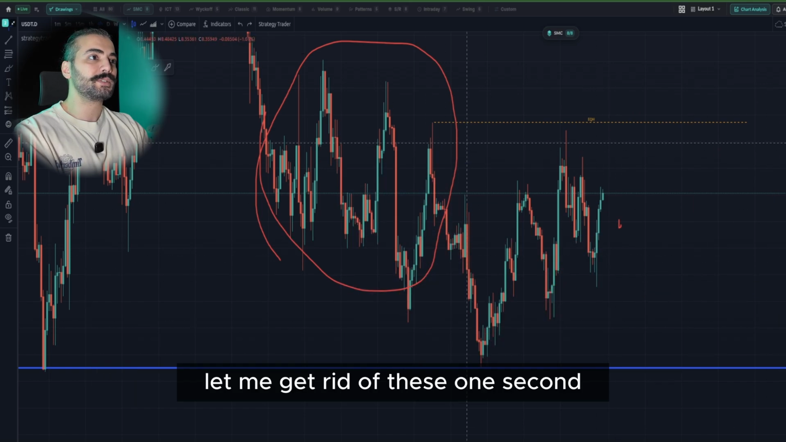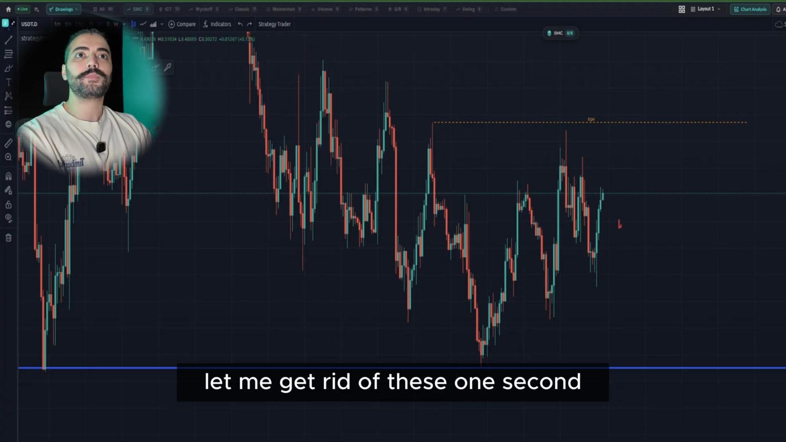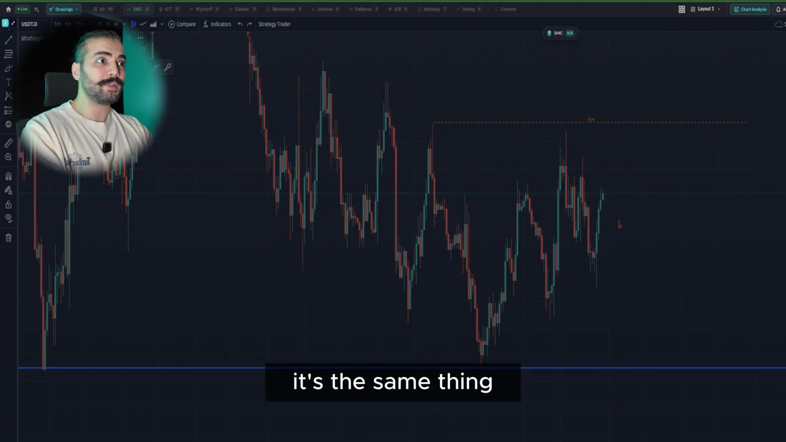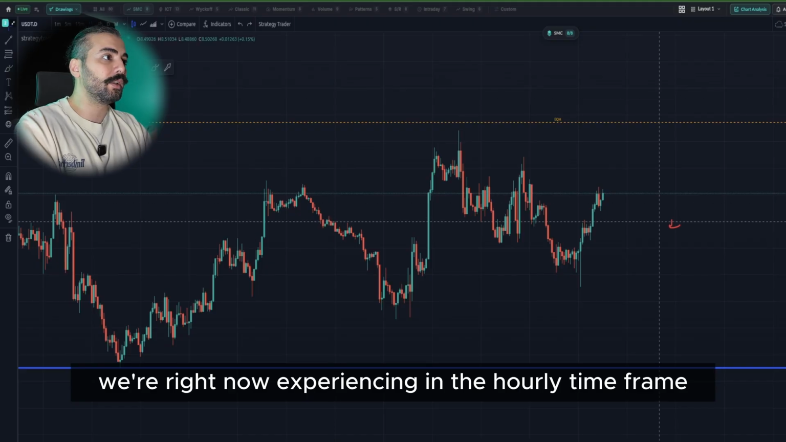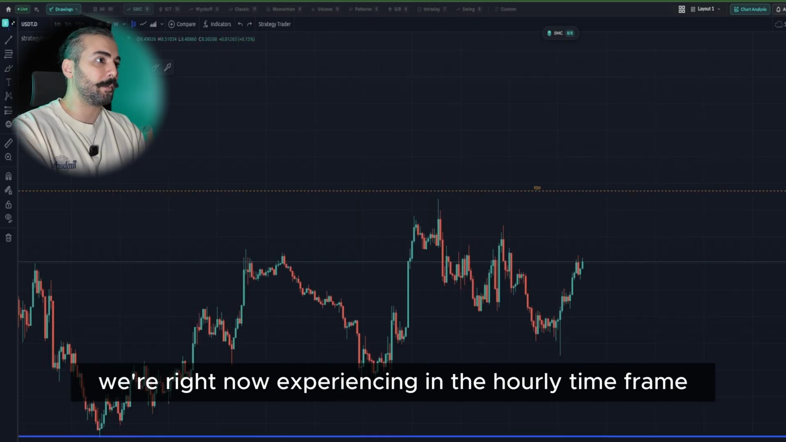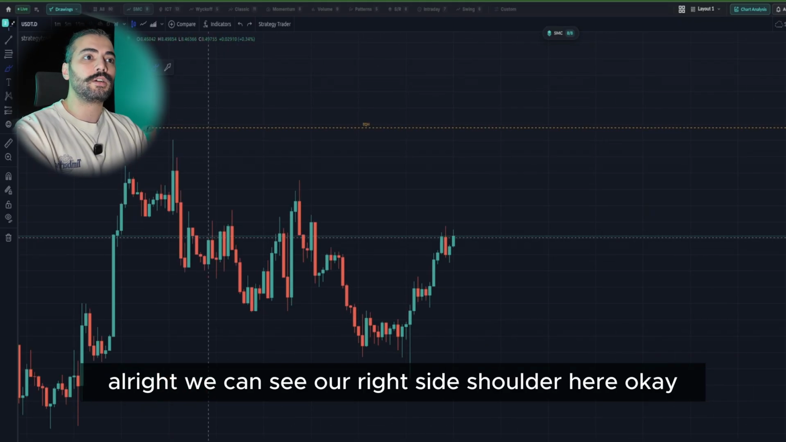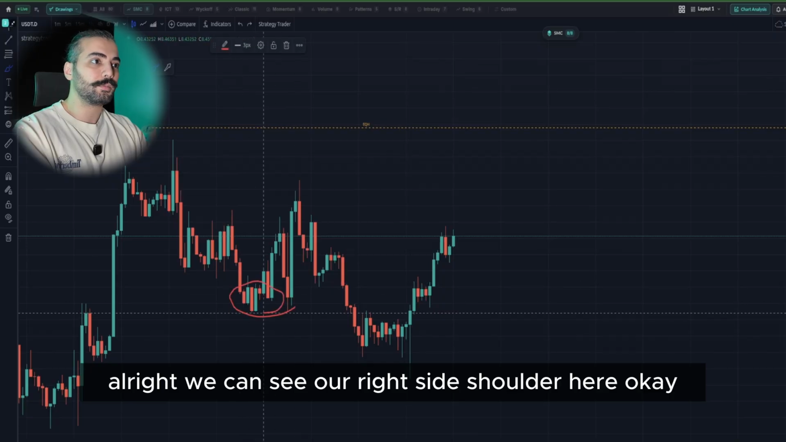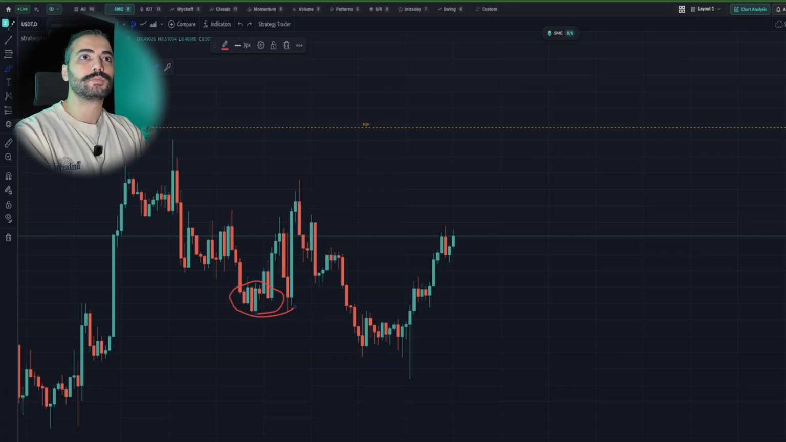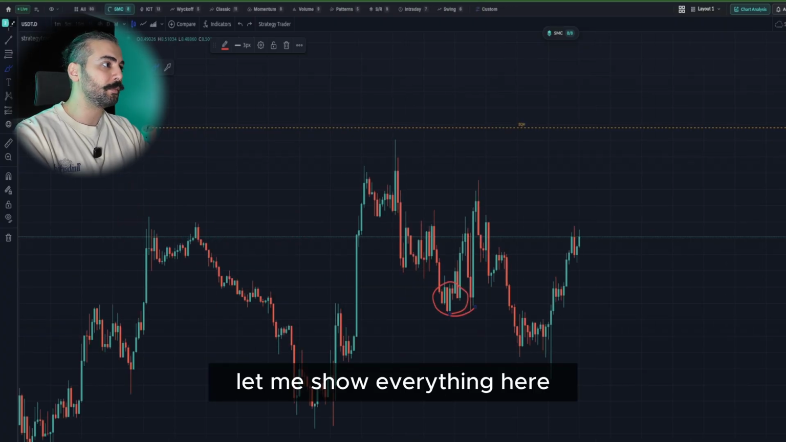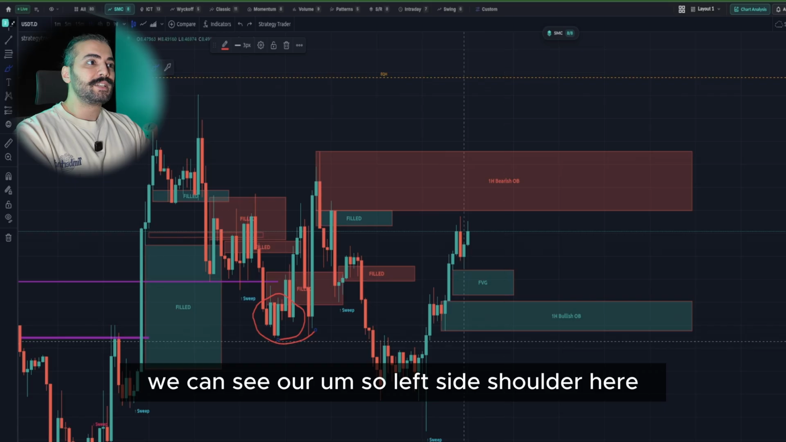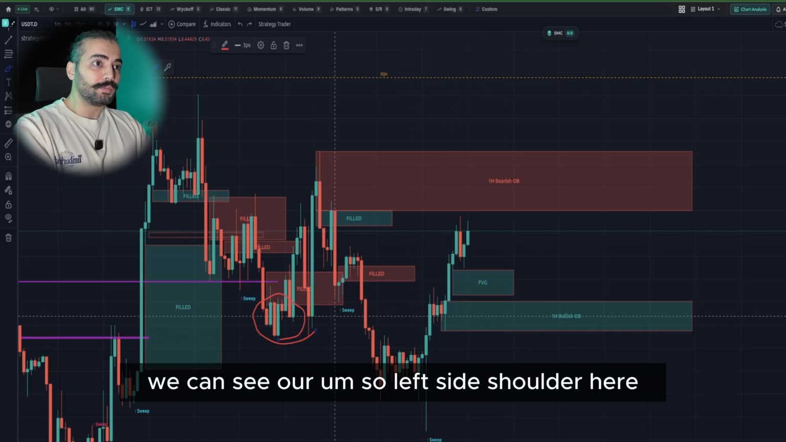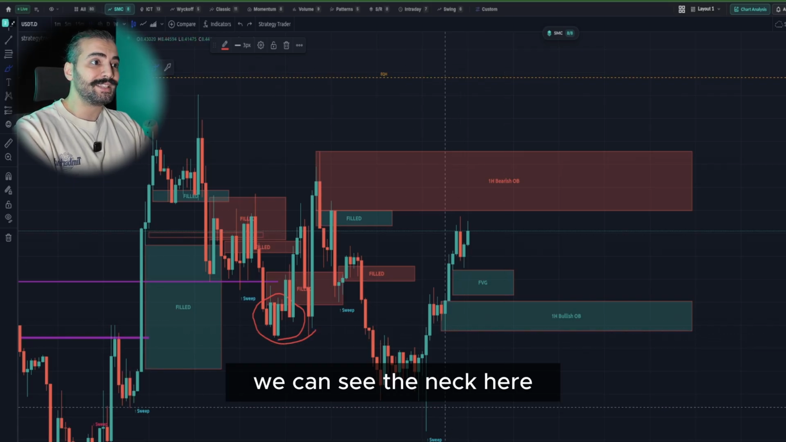Let me get rid of these. It's the same thing we're experiencing right now in the hourly time frame. All right, we can see our right side shoulder here. Let me show everything here. We can see our left side shoulder here. We can see the neck here.